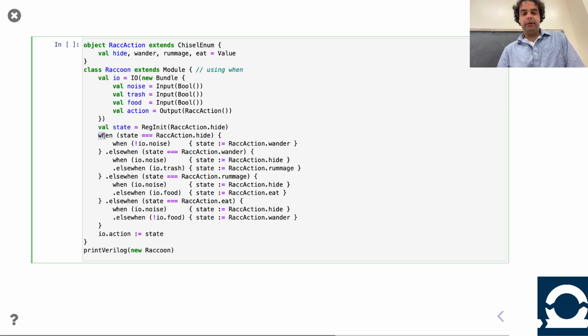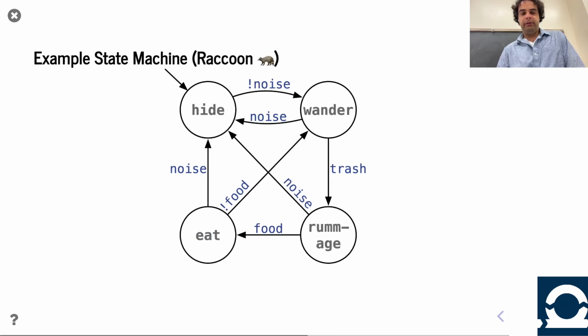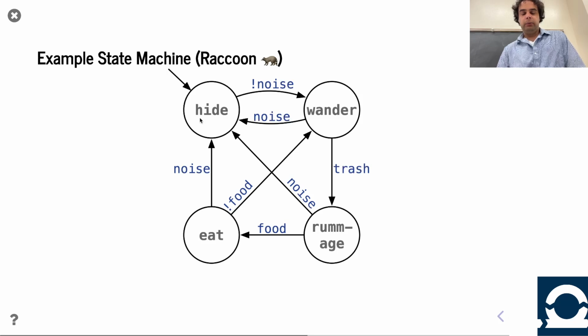Okay, what do we have? We have a when. Okay, if the state is hiding, what do we do? Well, as we go back to the slide to remind ourselves, in hiding, we're worried about the transition to leave this state.